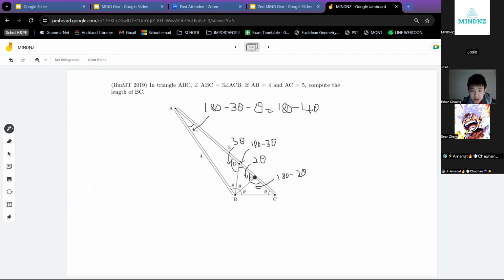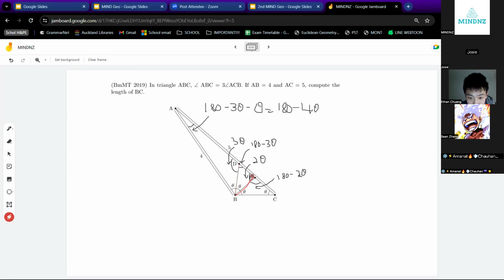BDE equals DCB. Yeah, well, they're not equal, they're similar. But I think you're on the right track. So this triangle right here is similar to this triangle. The small triangle inside is similar to the big triangle, yeah.